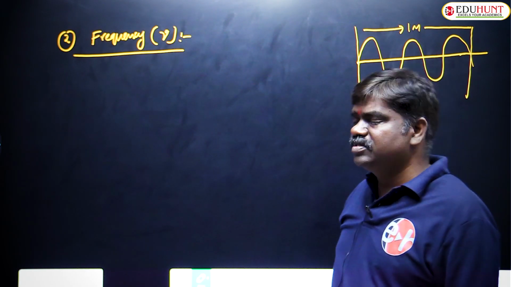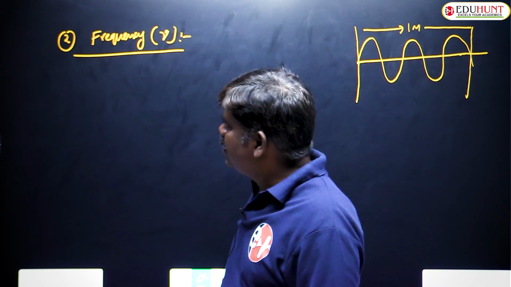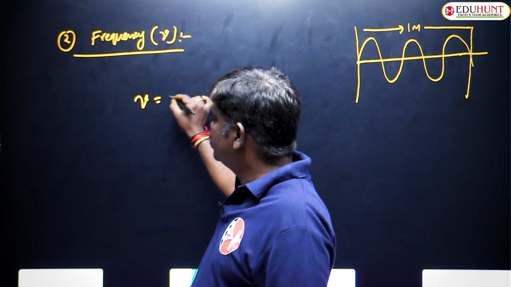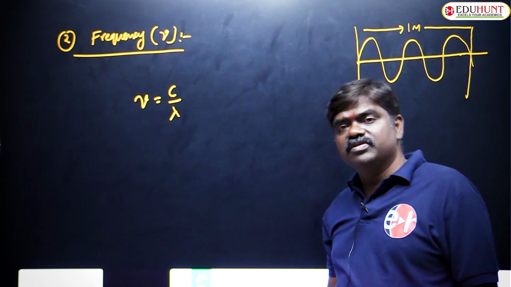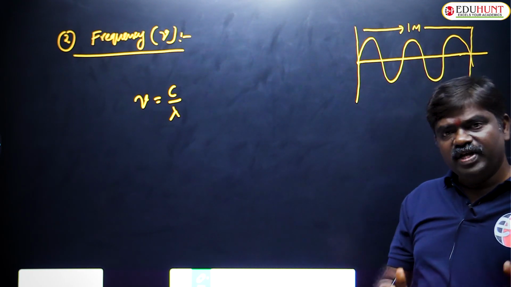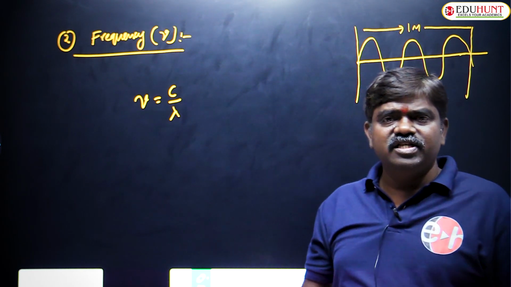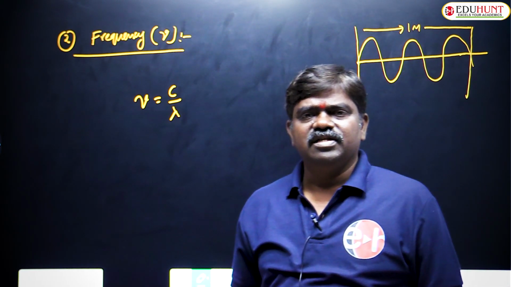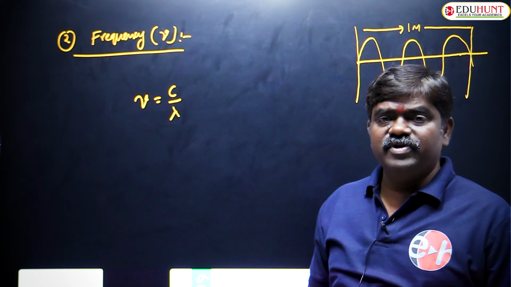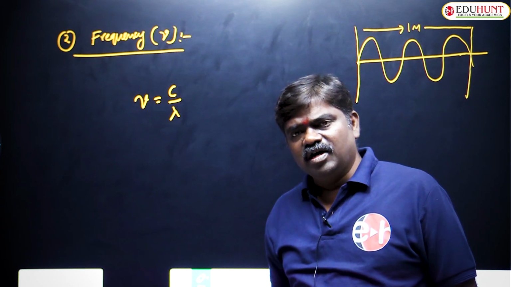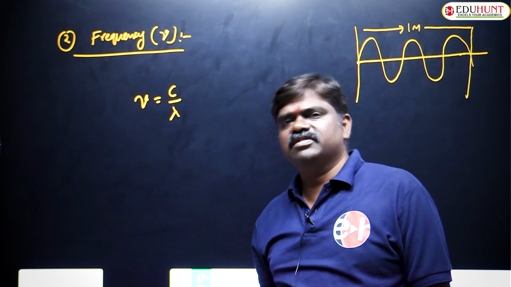Frequency depends on distance and time. Hence, we will calculate the relation between frequency and wavelength: nu is equal to c by lambda. It is inversely proportional to lambda. If the wavelength increases, then the frequency decreases. If the wavelength decreases, the frequency increases. So in the starting, its frequency is more. After reaching more distance, the frequency always decreases.